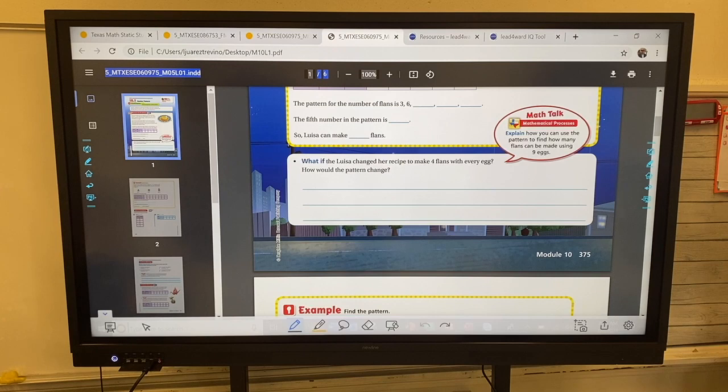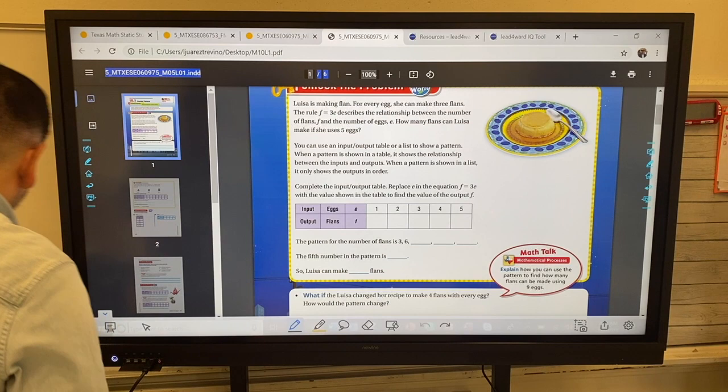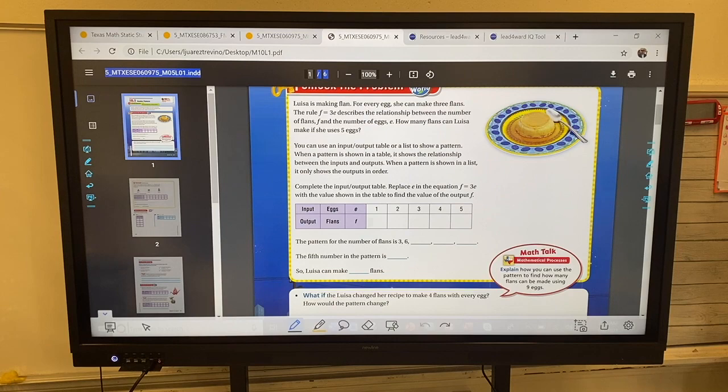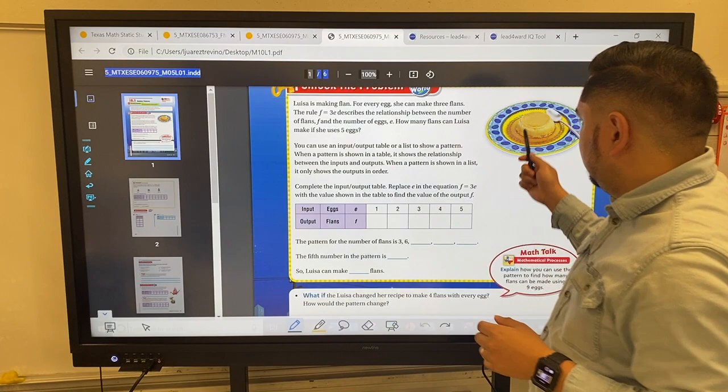Alrighty, let's begin. Today we're going to be generating number patterns, okay? Which is a continuation of what you guys did last week. We're going to begin with the story. It says, Luisa is making a flan, which is some type of dessert. If you haven't had it, it's very delicious. It's one of my personal favorites.